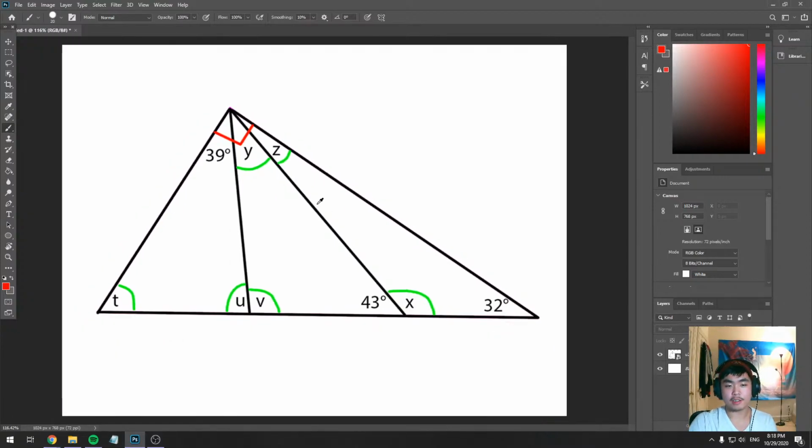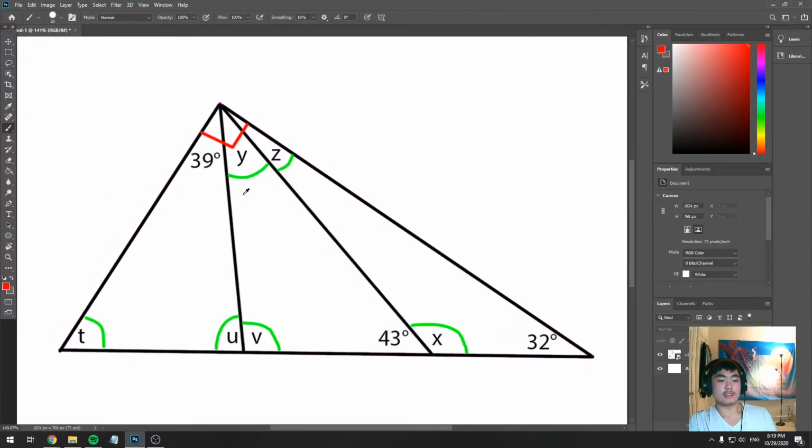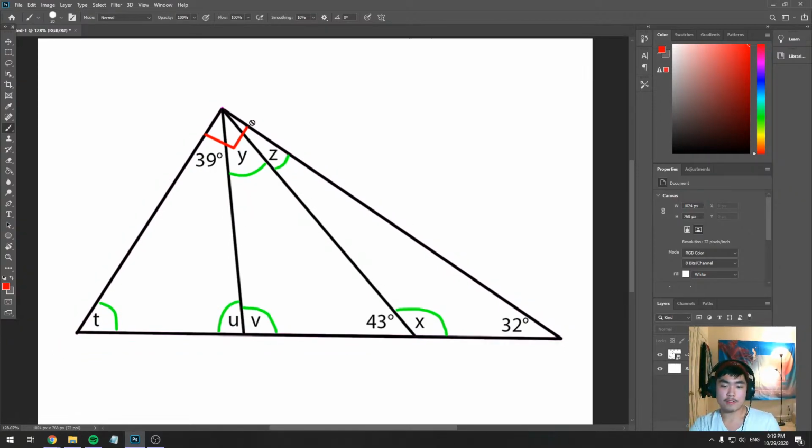Alright, so let's take a look at this problem. This was one of the problems from, can't remember which exit ticket, but it's one of the exit tickets from before. So we're given this shape and we want to figure out what our angles are going to be, right?